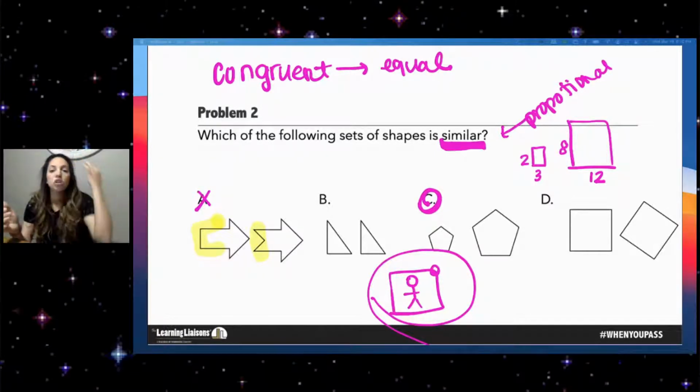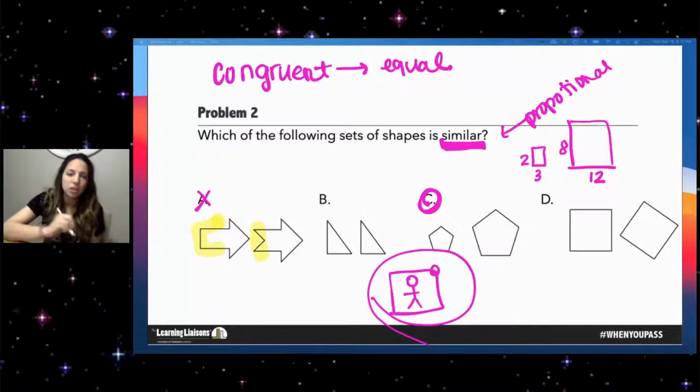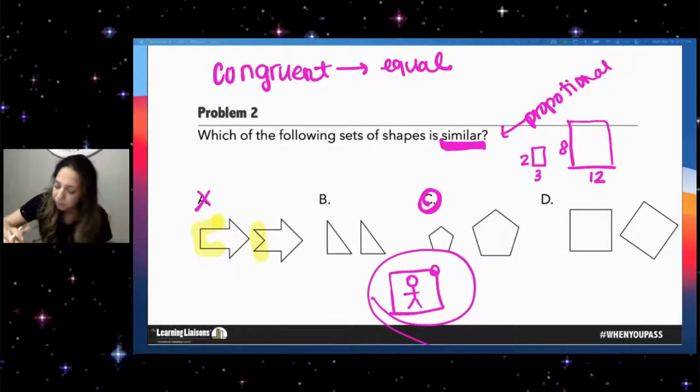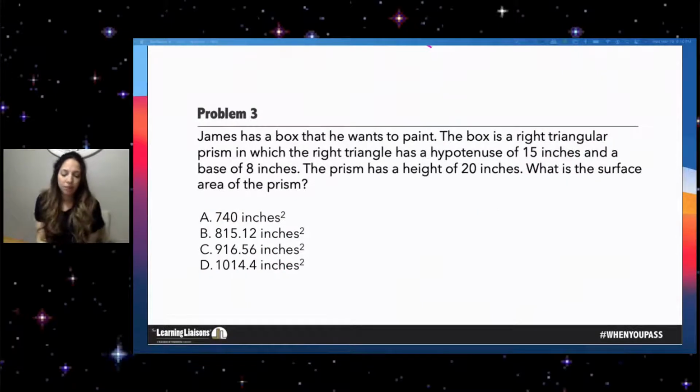And then D is also congruent. Congruent shapes can be turned differently as long as they have the same measurements. So D would be congruent. All right, problem number 3. Getting a little harder here.